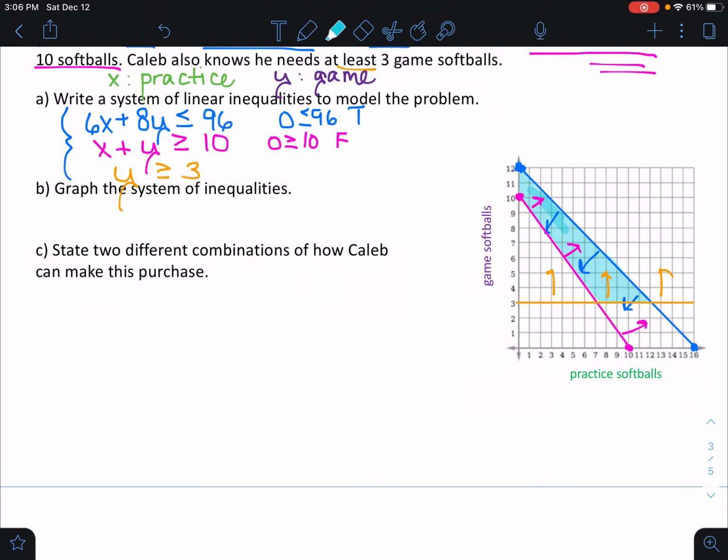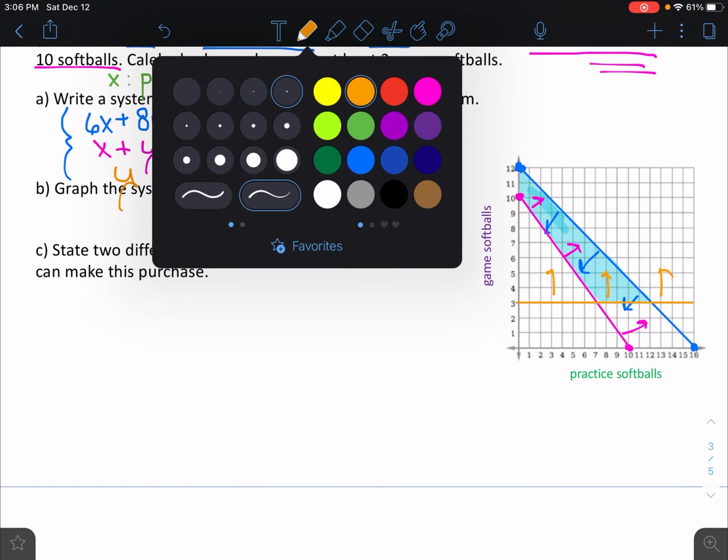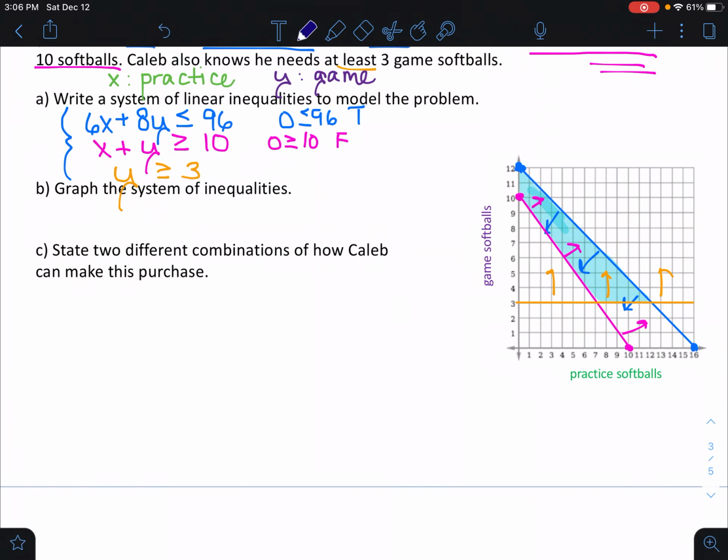So part C says state 2 different combinations of how Caleb can make this purchase. So really, again, anything in this shaded region is going to be a solution. So let's see, maybe like (4, 8). So that would be 4 practice and 8 game softballs.